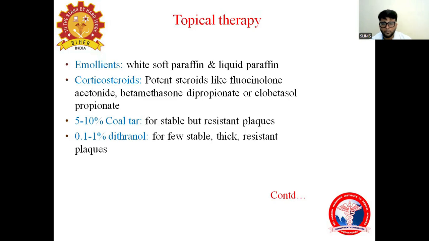Corticosteroids, as you know, there are 7 different categories. You should give high potency steroids for extensor aspects, and give moderate or low potency steroids for the face. And you can give coal tar combinations for resistant plaques and scalp psoriasis. And you can give dithranol. But the only complication with dithranol is that we don't have to stop immediately. If you stop immediately, we can end up in pustular psoriasis.